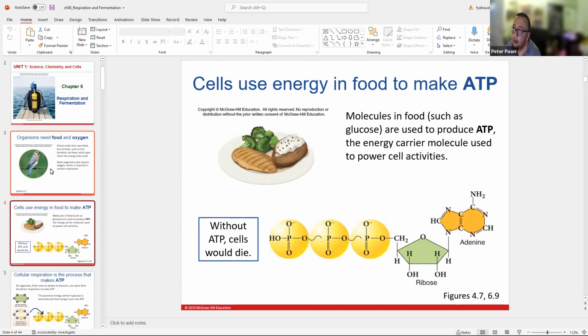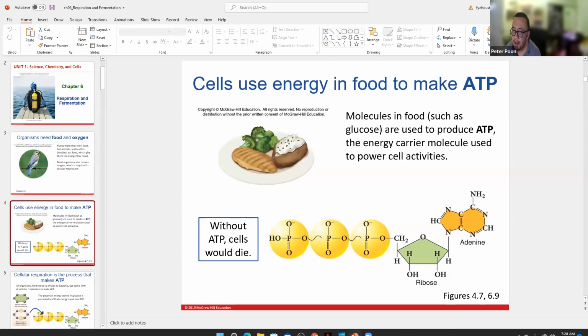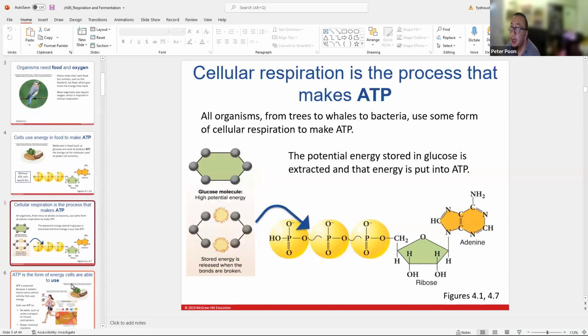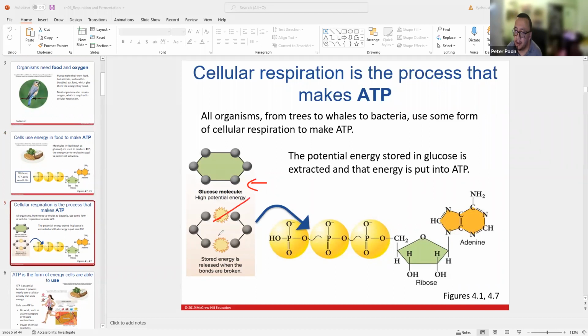Animal cells use the energy in food to make ATP, right? We've been over this. And this is ATP. The process in which we take energy from food is called cellular respiration. So I'm taking glucose, I'm breaking the bonds of glucose, and whenever we break bonds, we release some of the energy, and that energy is used to make ATP.